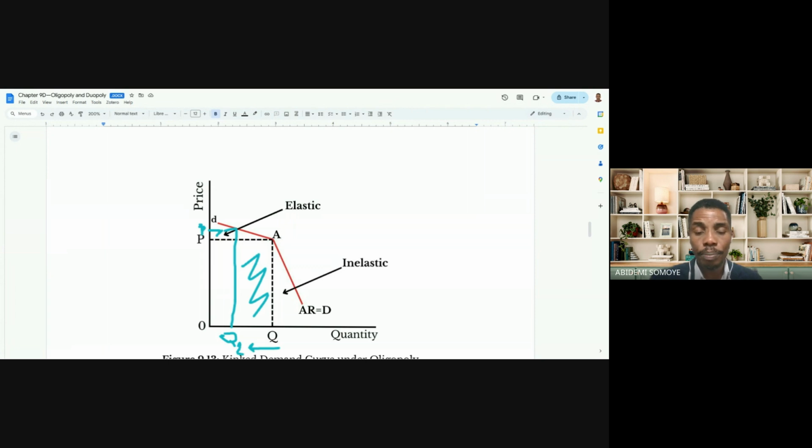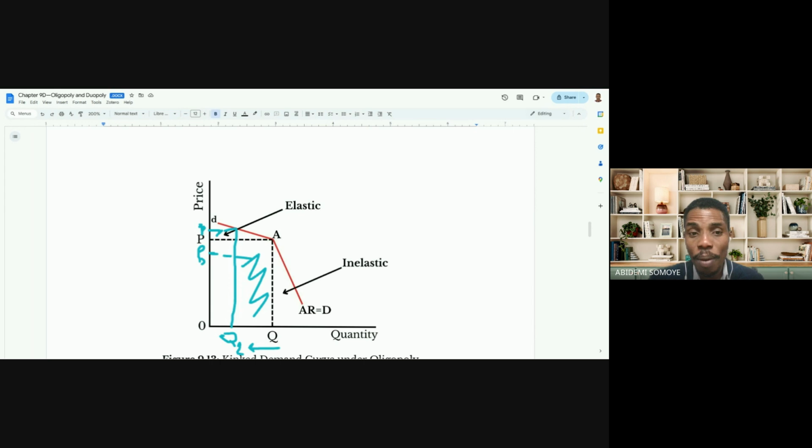And remember, we said for oligopoly, the firms are interdependent. So it will not be wise to increase your price because you're going to lose customers. At the same time, if the firm reduces its price, let's say to P2, this side is highly inelastic.